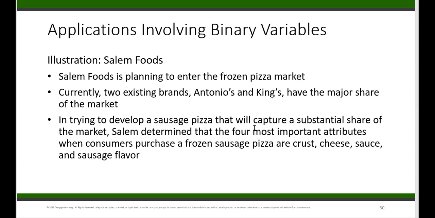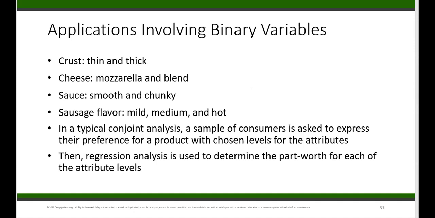So right now, this is how they define a pizza. They define a product, a pizza, by four attributes. The four attributes are as follows: crust of the pizza, type of cheese, type of sauce, and sausage flavor. So these are four different factors or attributes that they can play with in terms of their product design. But then, what are their options in terms of each attribute? So let's take a look at those factors.